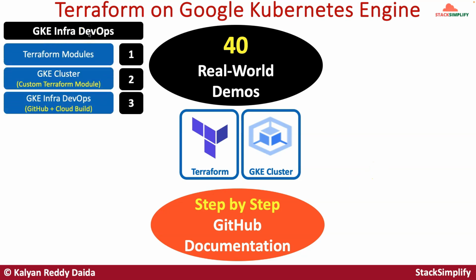In this Infra DevOps, first we will start with learning what Terraform modules are, and how to use a pre-built Terraform module present on the Terraform Registry. Once we get hands-on with that, we will create a custom Terraform module for a GKE cluster. Once that is created, we will implement GKE Infra DevOps, which means we will use GitHub and Cloud Build to create pipelines so that we can create dev, QA, staging, and production environments. So you will have a dev cluster, staging cluster, and production cluster like that.